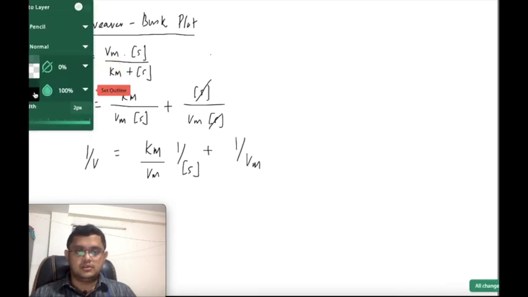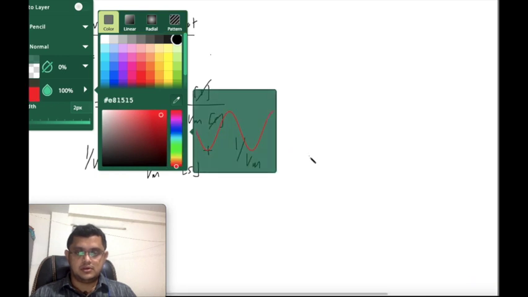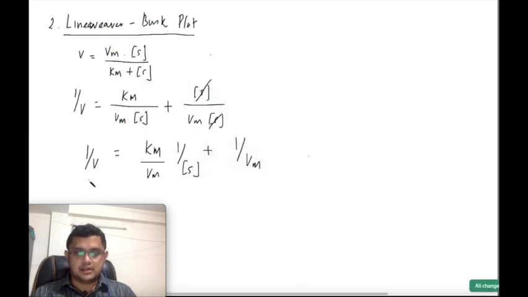If you look at this, this is like a straight line equation. This is equal to y. This is m. This is x plus this is c.